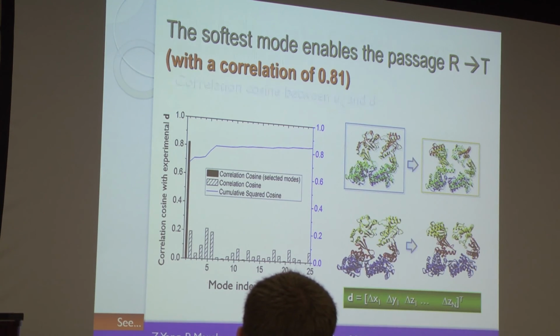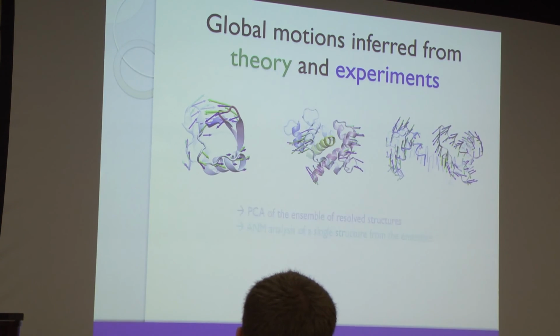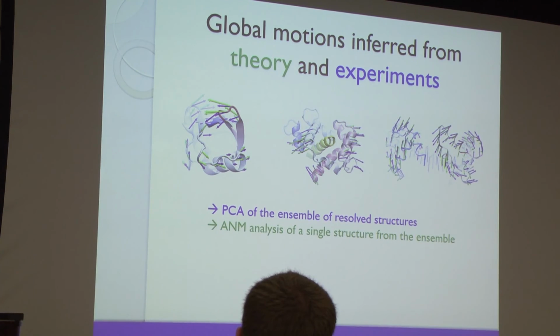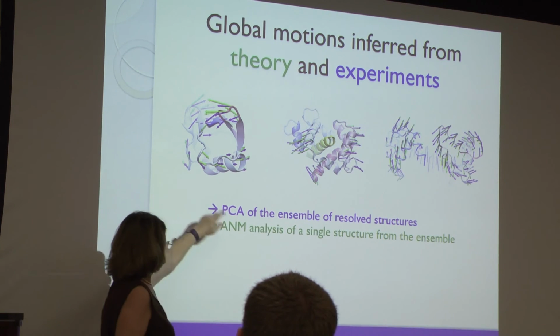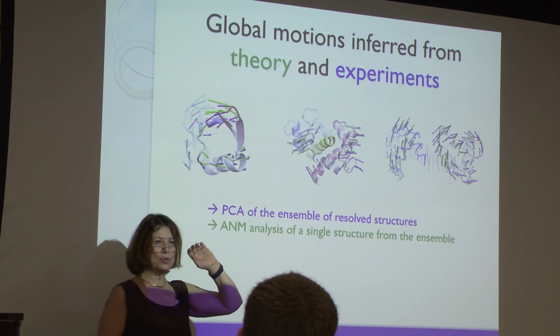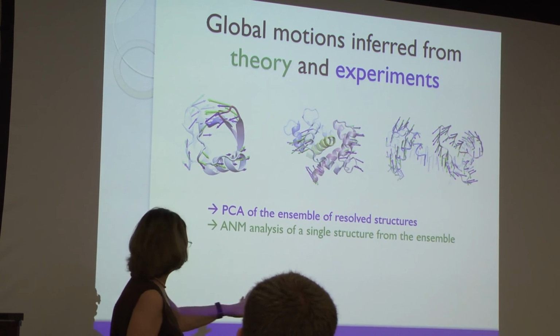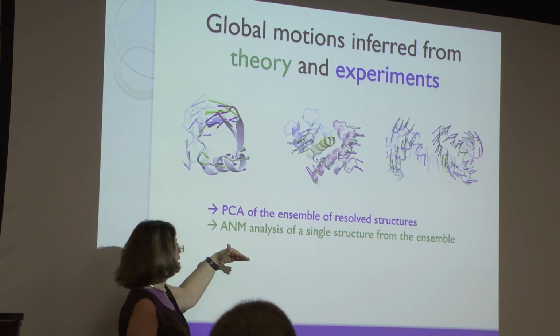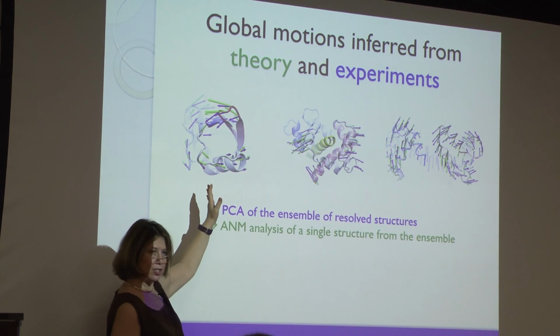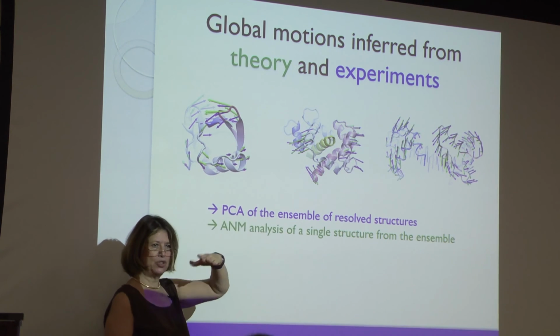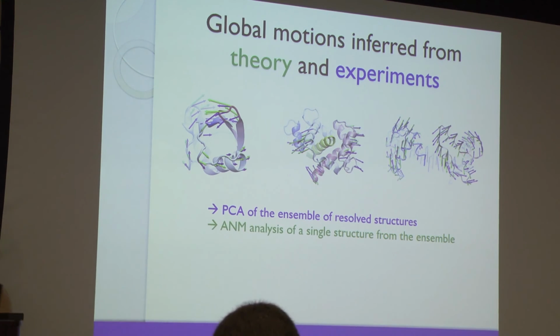Well, so it's not, am I going backwards? Okay. So what we are doing is take a given protein. We can do a principal component analysis of the ensemble of structures that are already known. And we can do our ANM analysis of the single structure, and then compare the two. So let me explain better.